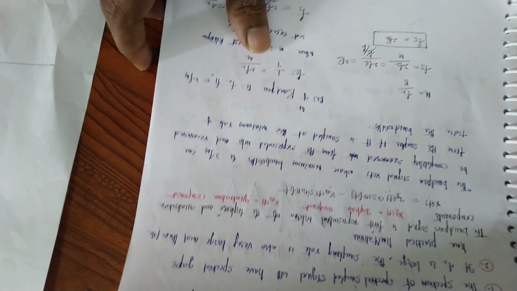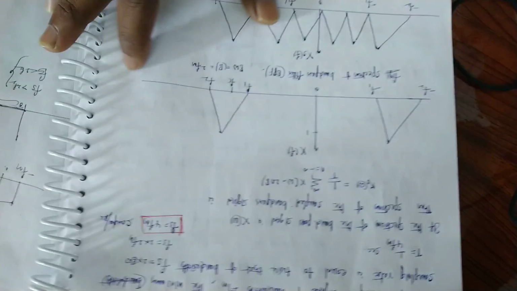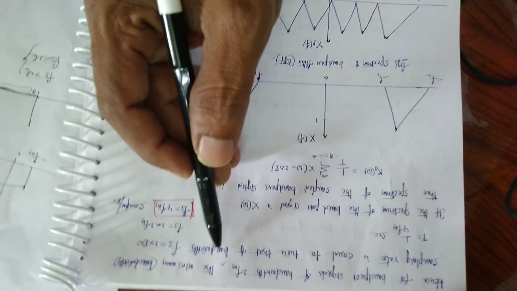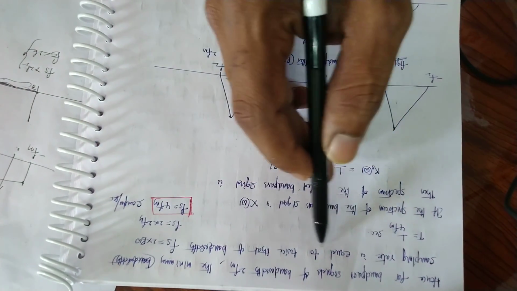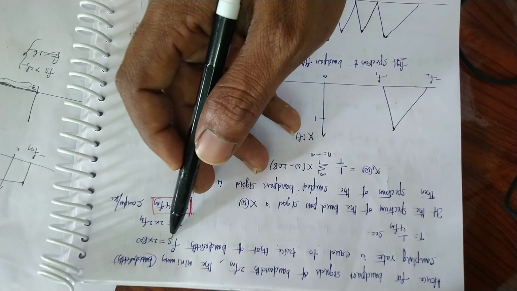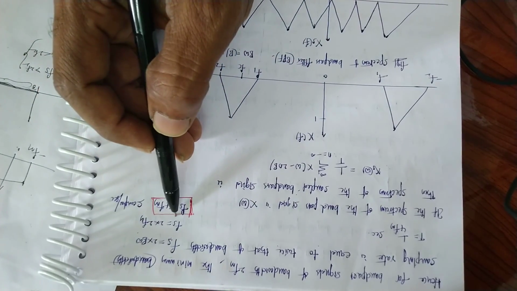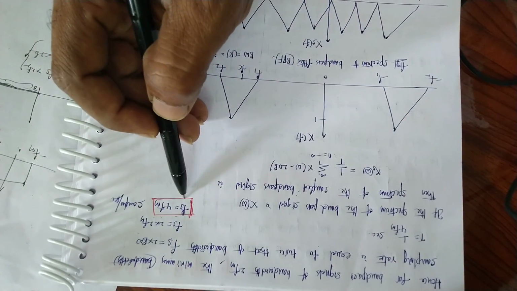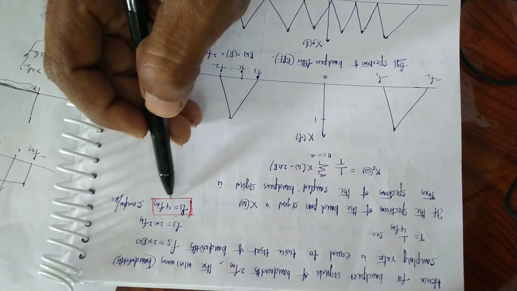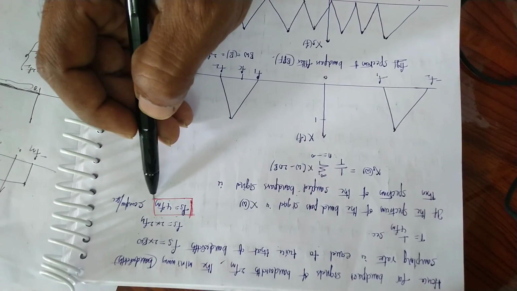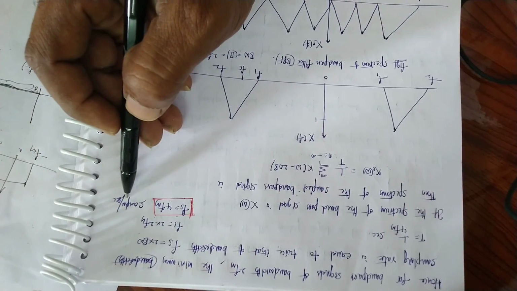Now we will go through the spectral representation of the bandpass signal. So here for the bandpass signal of bandwidth 2fm, the minimum sampling rate is equal to twice the bandwidth, therefore fs is equal to 2 into 2fm, therefore the sampling frequency fs is equal to 4 times the maximum frequency samples per second.